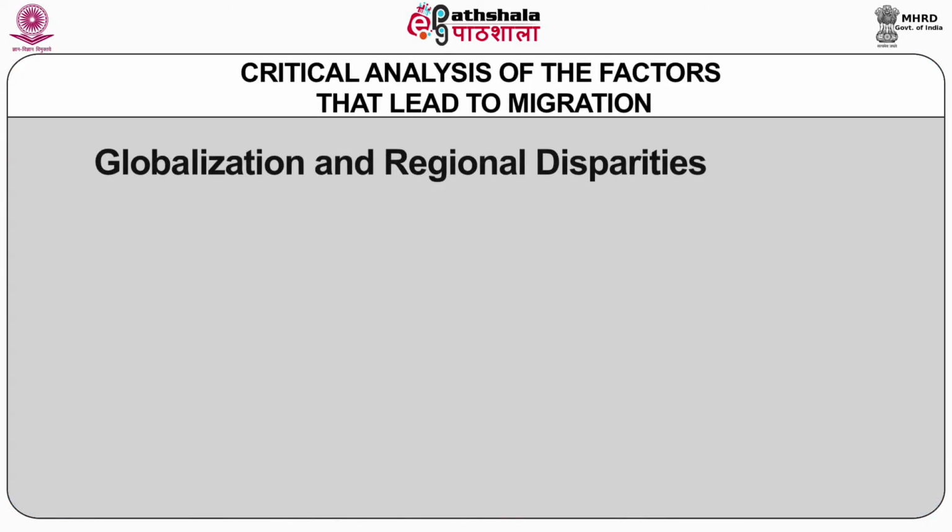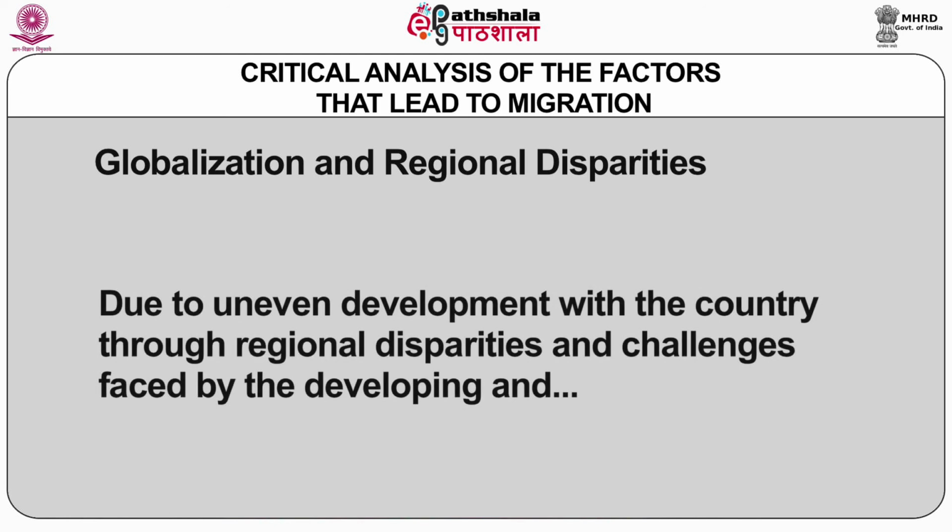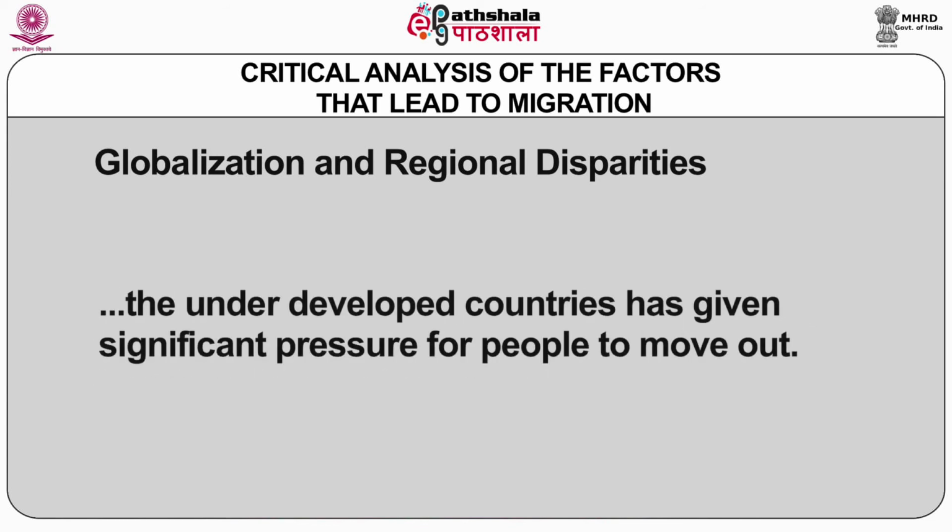People who are severely affected by the changing ecological conditions choose to migrate from their home state in search of more favorable environmental conditions within and outside the country. Now let's look at globalization and regional disparities, which are responsible for migration. Due to uneven development within a country through regional disparities, and challenges faced by the developing and the underdeveloped countries, significant pressure has been exerted on people, pushing them to move out.